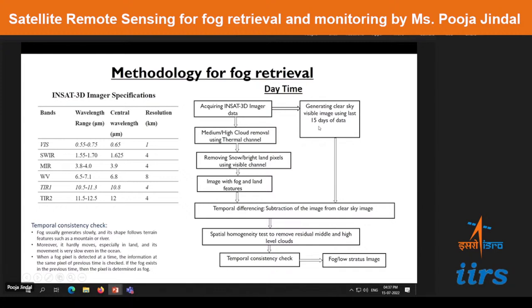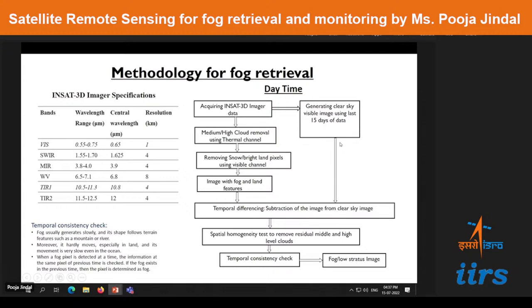Then for each pixel, I will look at all the last 15 days and keep the value from the day which has the lowest reflectance. We know that the lowest reflectance will correspond to the land feature. So the image that comes out after using these 15 days of data will be a clear sky composite image.